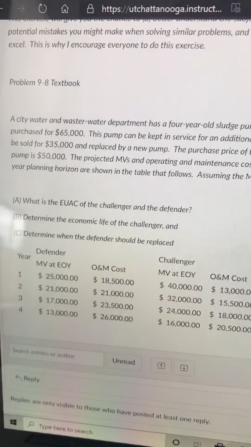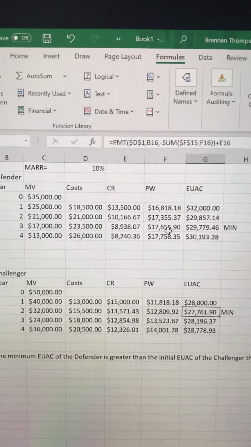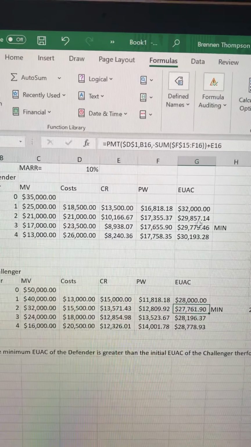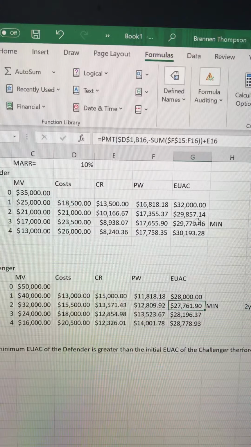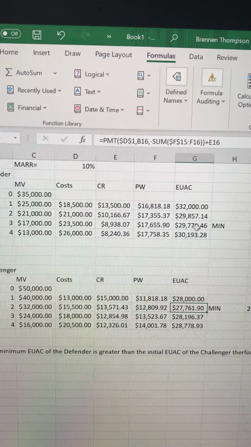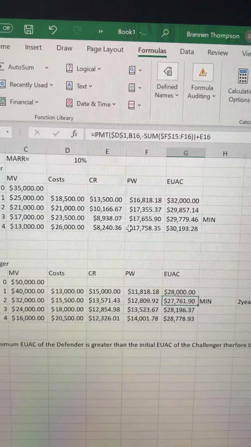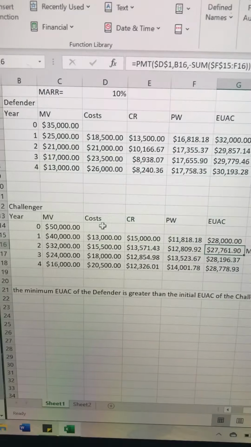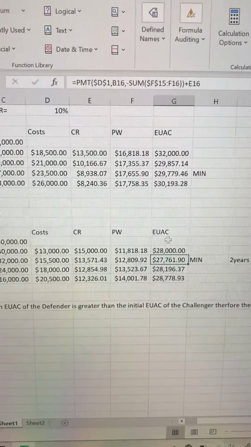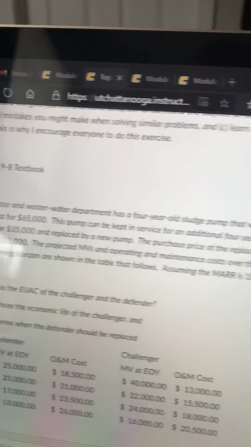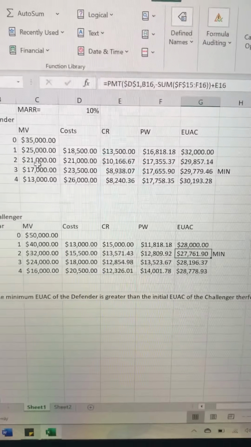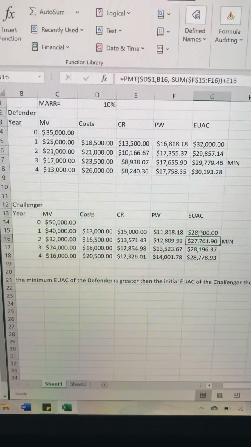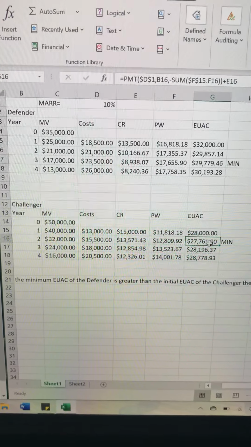Determine when the defender should be replaced. Well, if you're just looking at this, you'll see the defender needs to be replaced after the 3rd year. But that's not really true, because the minimum value of the defender is still greater than the initial 1st year value of the challenger. So it just makes sense for the defender to be replaced immediately, considering it's going to be cheaper right off the bat for the challenger, and then you're going to be saving money.